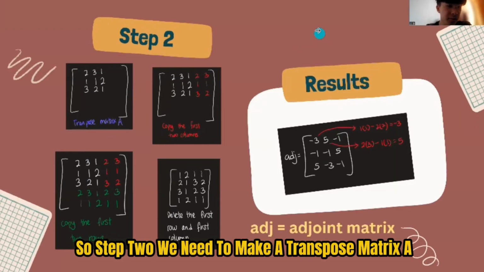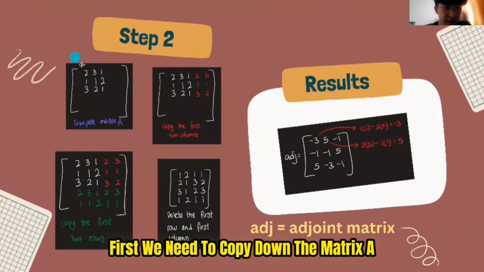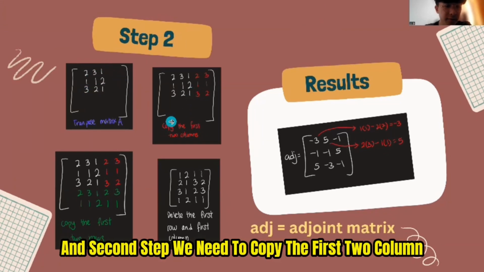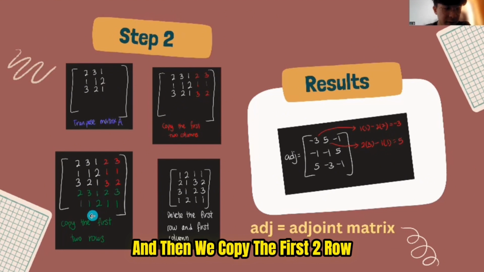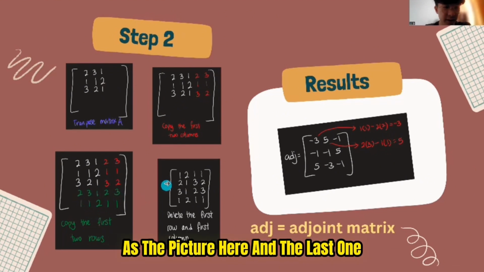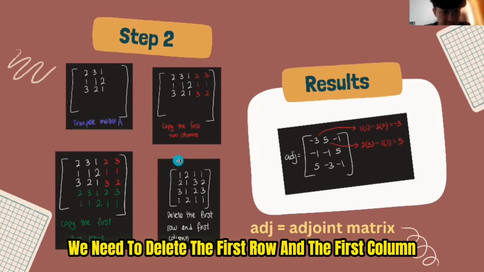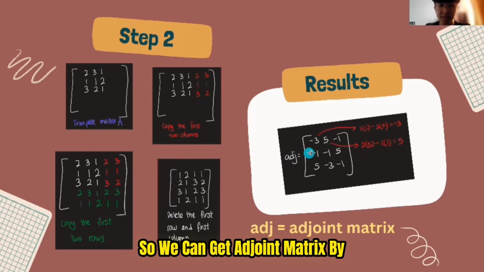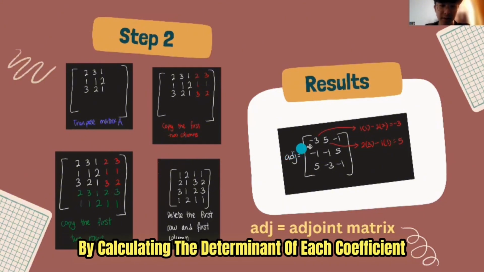So step 2, we need to make the transpose of matrix A. First, we copy down matrix A: 2, 3, 1, 1, 1, 2, and 3, 2, 1. Second, we copy the first 2 columns, and then we copy the first 2 rows, as in the third picture here. And the last one, we delete the first row and the first column, so we can get the adjoint matrix by calculating the determinant of each coefficient.